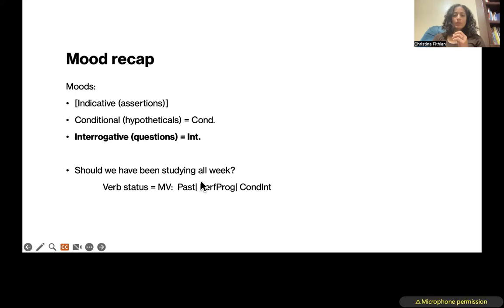Now, I've separated the main verb status here for a reason. And that is because we're used to seeing our tense. We're only going to have one tense. That's going to be first. But just as we can have two aspects, perfect and progressive, we can also have two moods, such as conditional and interrogative. The order in which you put those two moods doesn't really matter, as long as it's stated after the aspect, if there is aspect.